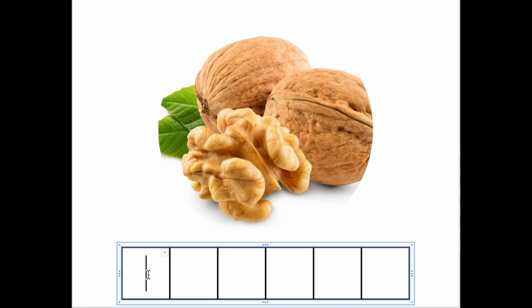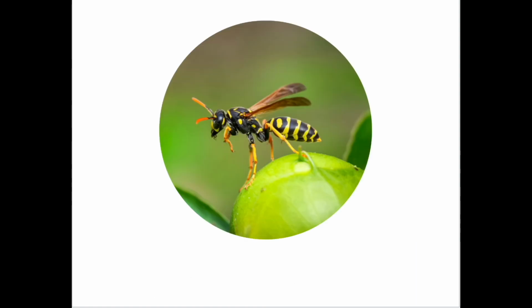What's the first sound you hear? W. Ah, A. Wal, L. Waln, N. Short U, spell it with a U. Walnut, T. Nice job. Now we have, it looks like a bee, but it's a special kind of bee called a wasp. Wasp. How many sounds do you hear in the word wasp?